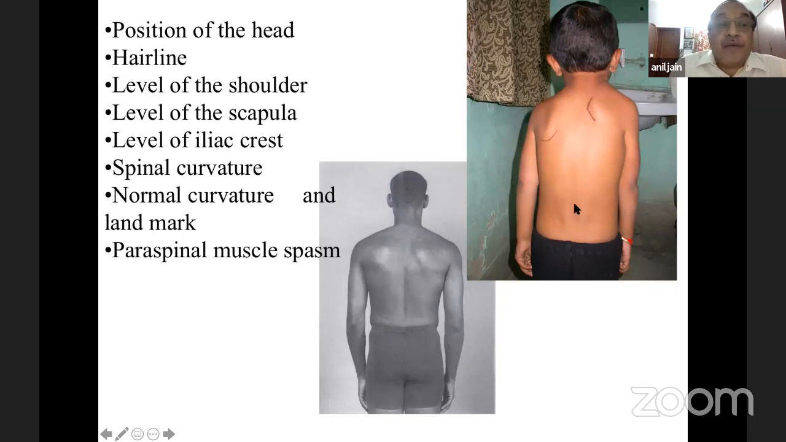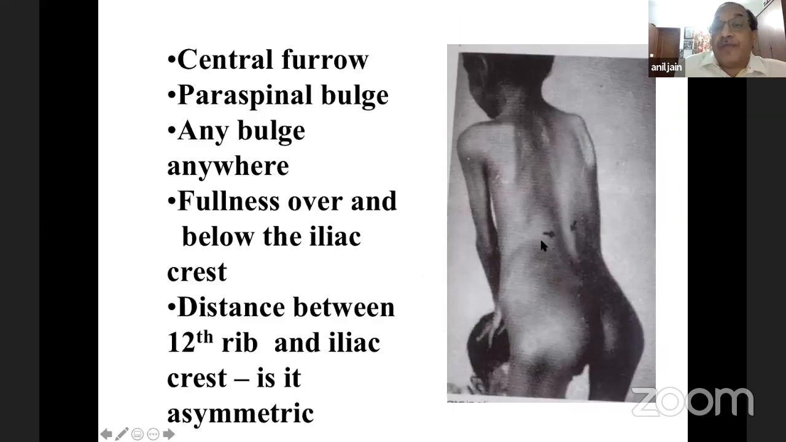What is the spinal curvature, if you are able to see, whether it is a normal curvature, and landmarks, and paraspinal muscle spasm, if it is visible. In paraspinal muscle spasm, when the muscles are in spasm, one sees a deep central furrow. Look for any bulge anywhere. Look for any fullness below the iliac crest, above the iliac crest, and the distances between the 12th rib and iliac crest on both sides.